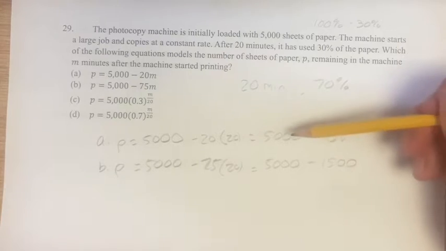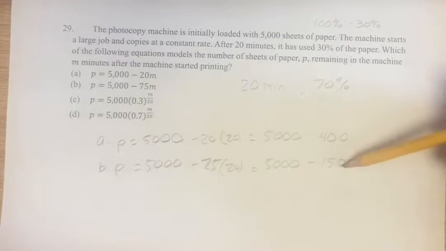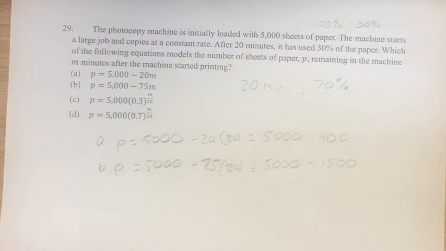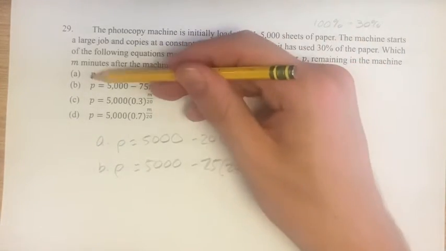So we have here 5,000 minus 400 and 5,000 minus 1,500. And these are our two linear equations. So if we are looking for a constant rate, then this is going to be what we want.